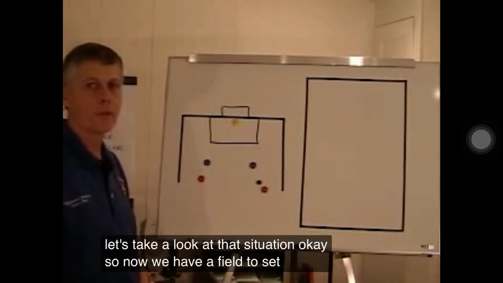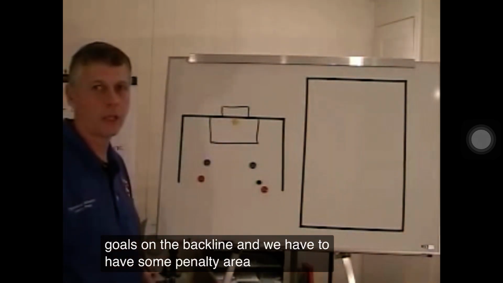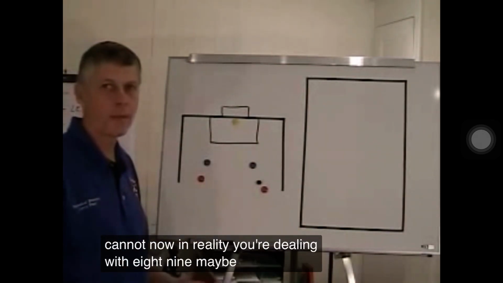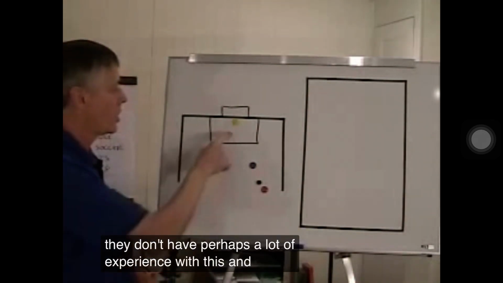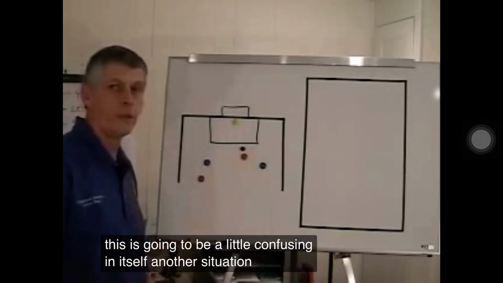Okay, so now we have a field that's set up for a goalkeeper. We're talking about 5 versus 5, maybe 6 versus 6. The goal's on the back line, and we have to have some penalty area here, some area where the goalkeeper can use their hands and the area where they cannot. Now in reality, you're dealing with 8, 9, maybe 10-year-old kids. They don't have perhaps a lot of experience with this, and so for them, this is going to be a little confusing in itself.